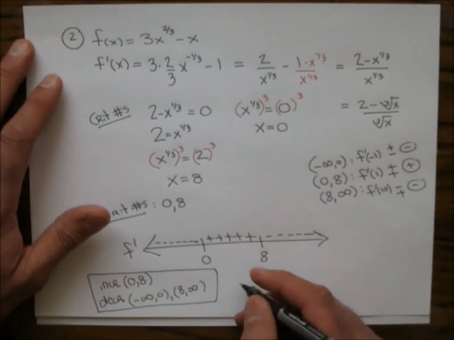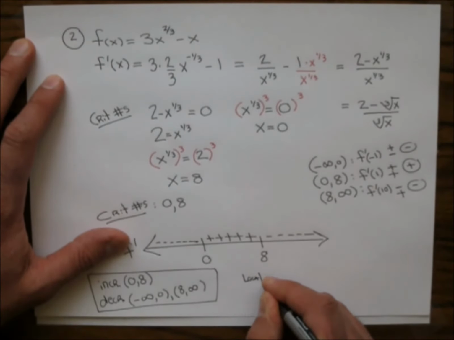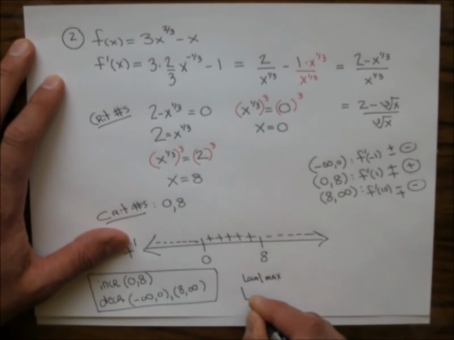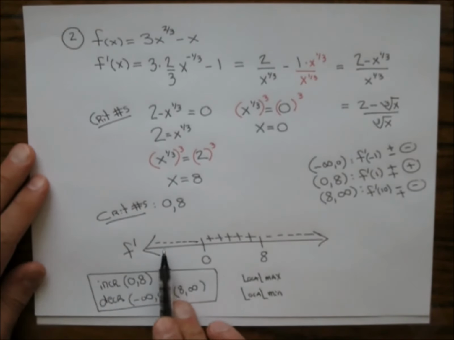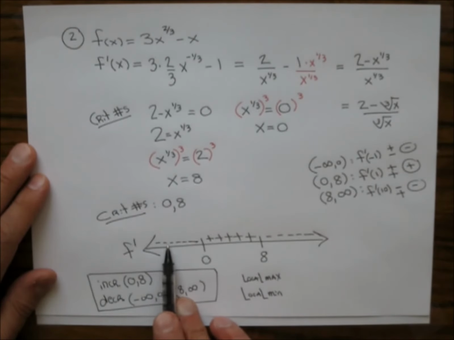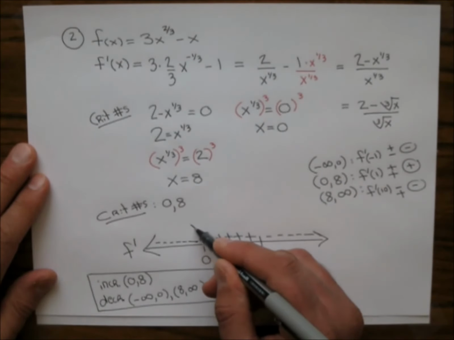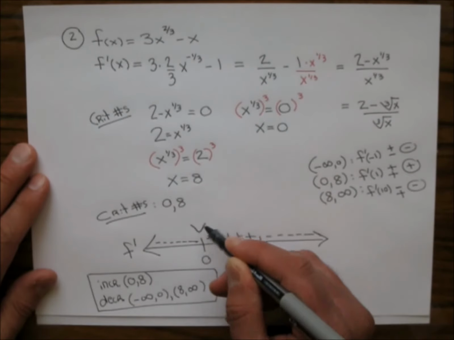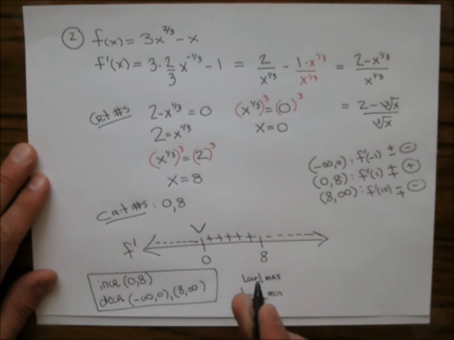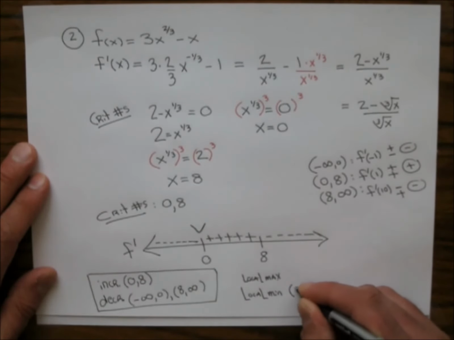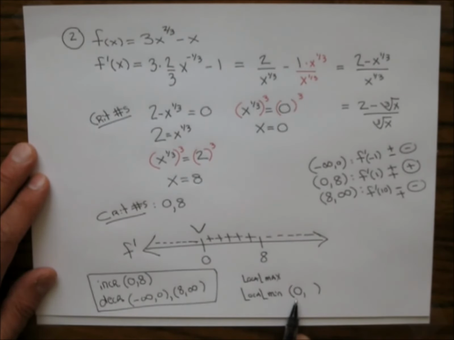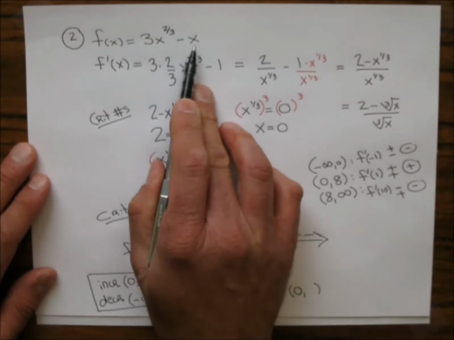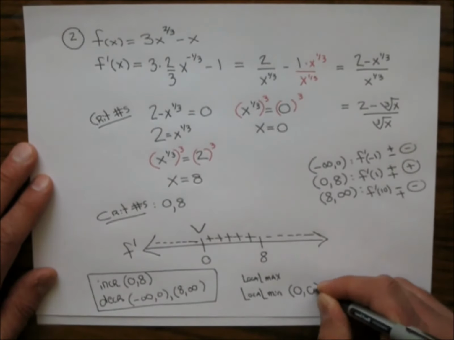Okay, local max and local min. Okay, local max, well, let's see. Let's find out what this first guy is. It goes down, so you can think of the graph goes down and then goes up. So that guy right there is a min. Local min of 0, comma. The y value would be gotten by plugging 0 in there, so it looks like it's 0, 0.